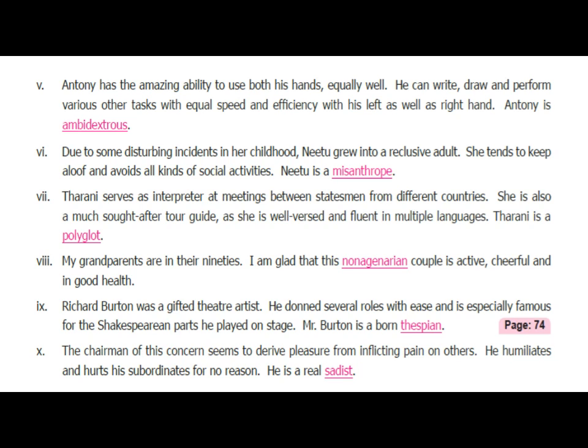Richard Burton was a gifted theatre artist. He donned several roles with ease and is especially famous for the Shakespearean parts he played on stage. So Mr. Burton is a born thespian. The chairman of this concern seems to derive pleasure from inflicting pain on others. He humiliates and hurts his subordinates for no reason. He is a real sadist.